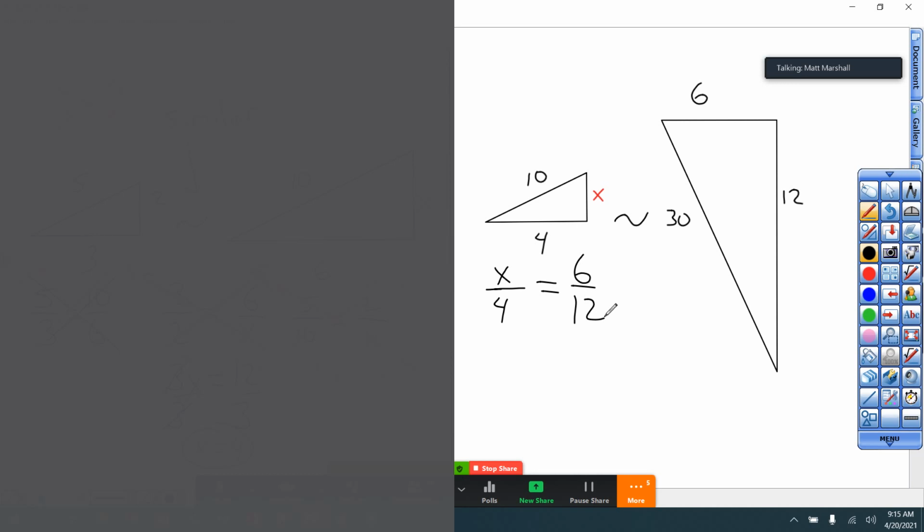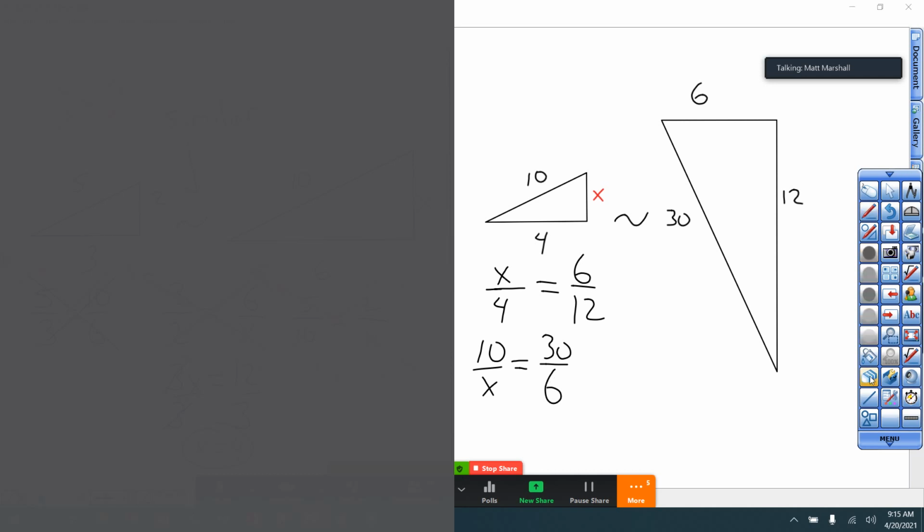If you choose to do something else, like maybe 10 over x, the hypotenuse of the baby over the side of the baby, equal to the hypotenuse of the big daddy over the side of the big daddy, those will all give you the same answer. And then crisscross them. 12x equals 24, 60 equals 30x, you're going to get 2. The answer is going to be 2.